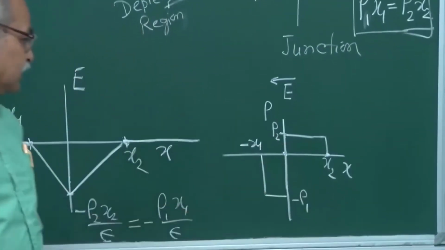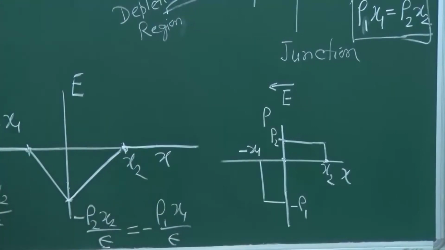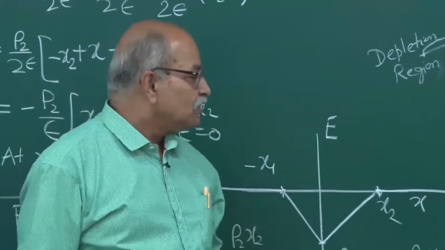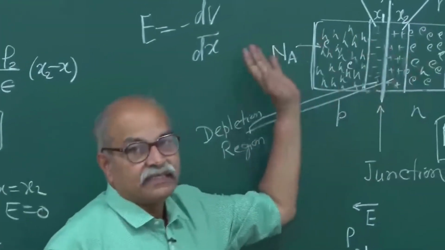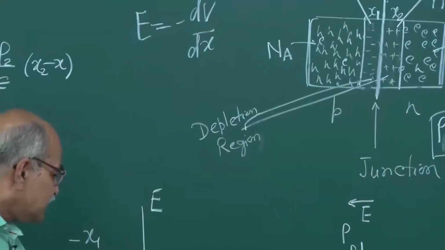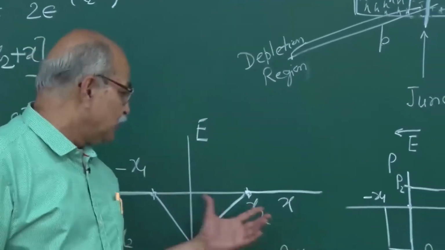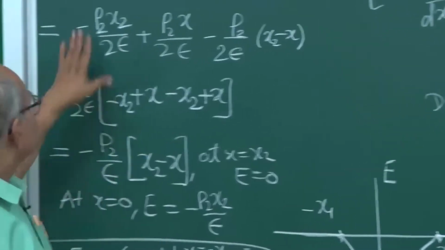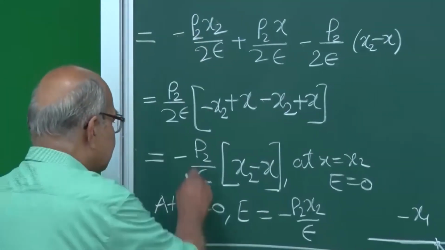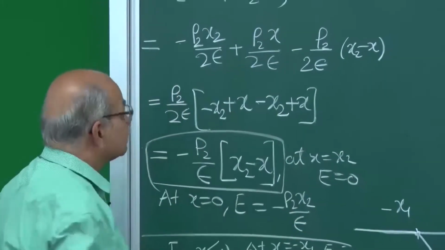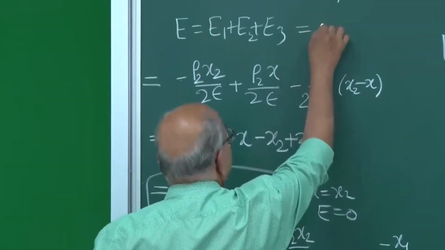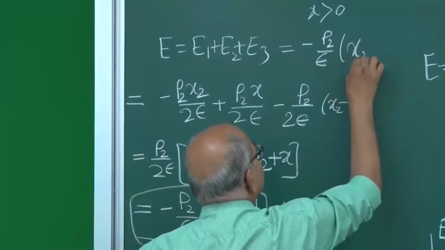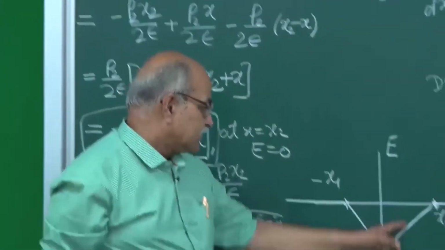So this is that rho versus x distribution, and from here we calculated E versus x, and that was this. Now today we will be talking of a potential difference across this junction. To calculate that, we have this electric field. Let's try to do it in this region, right of the junction. The total electric field is given by this expression here: minus rho 2 over epsilon, and then x2 minus x. It is this straight line.